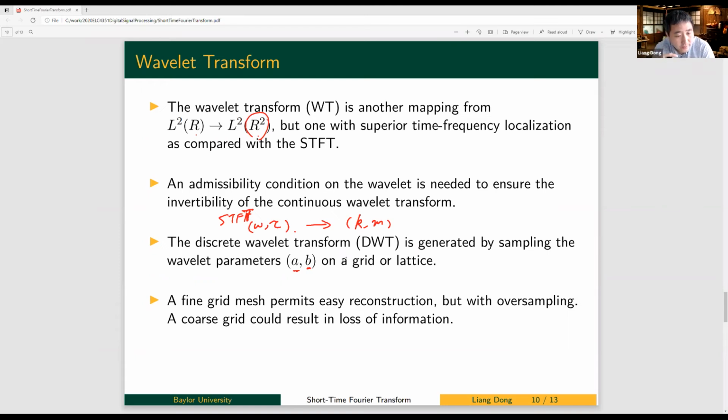A fine grid mesh permits easy reconstruction, but with oversampling, a coarse grid could result in loss of information. So it's very similar to discrete signals, right? If it's a very fine grid and it's close to continuous, it's very easy to do a reconstruction. But if it's a coarse grid, you may lose some information.